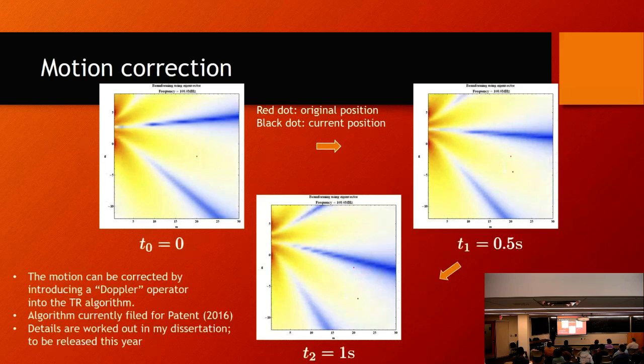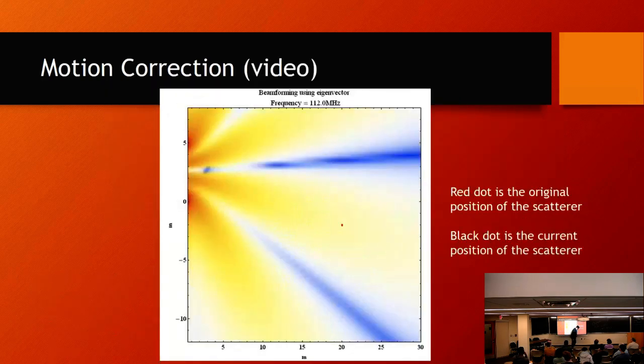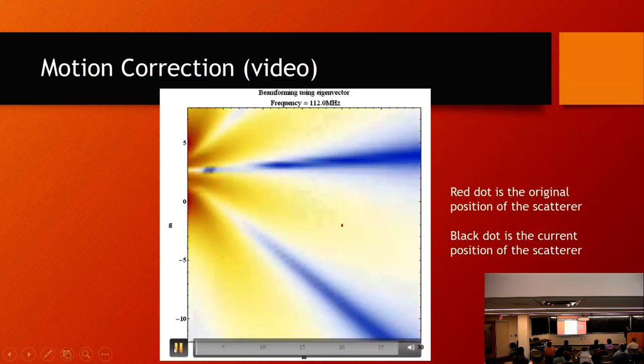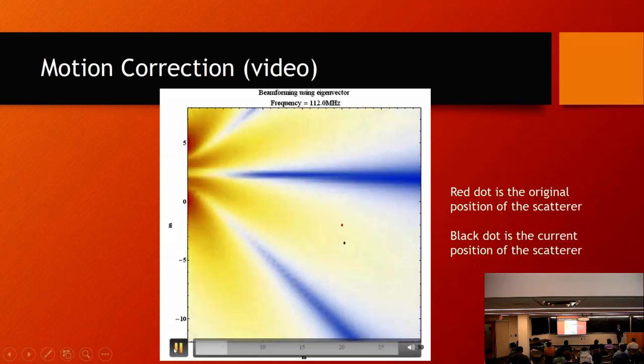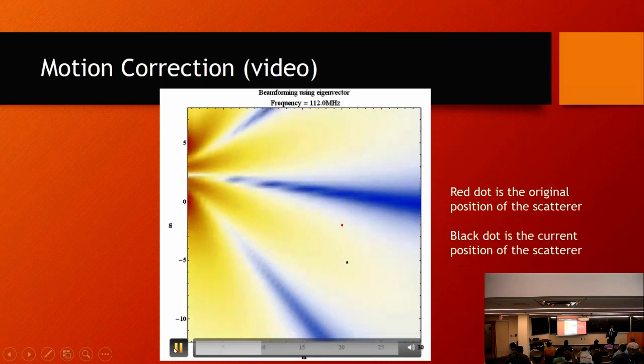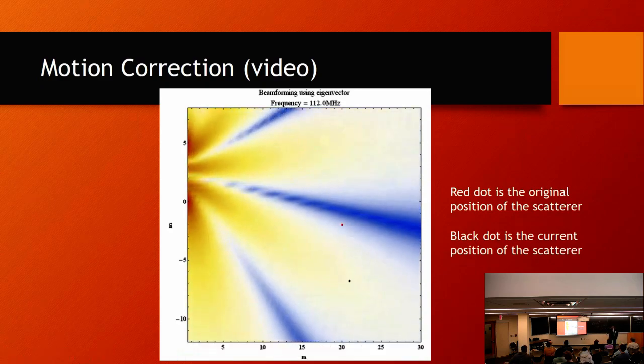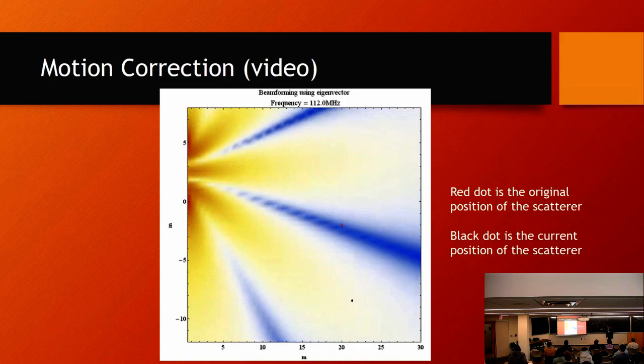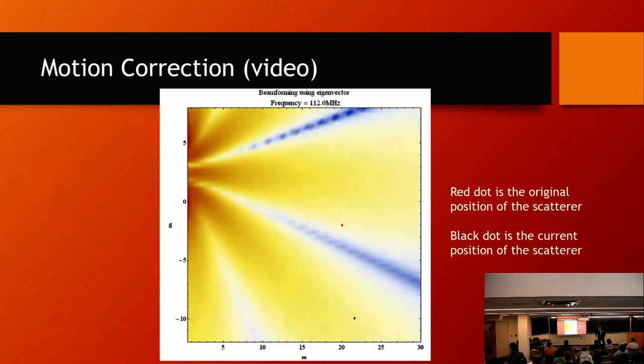But if you were to introduce this Doppler operator in between the iteration process, what happens is you can now predict where he's going, and as he moves, you can see that the beam is following him. And here's a video. You can see that the beam is constantly following this guy. And that's just because of the Doppler operator that we insert in the iteration process.